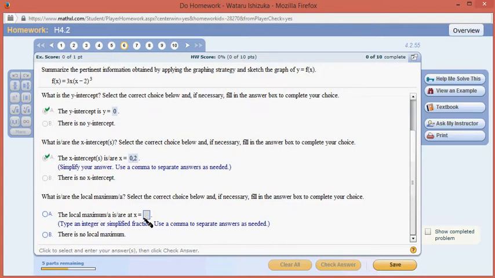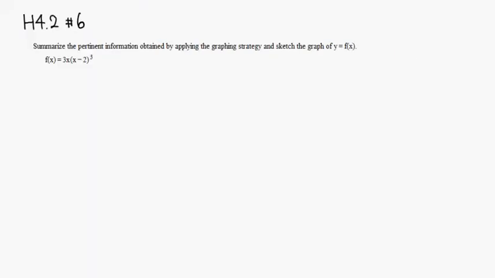Let's see, it's the local max. So we want to find the local max, so we have to find the critical numbers. Let's do that. First we need to find the derivative. 3 is just a constant, so we put it here. Then we use the product rule to take the derivative. That's the first guy, that's the second guy.